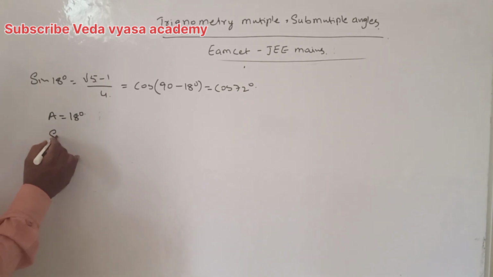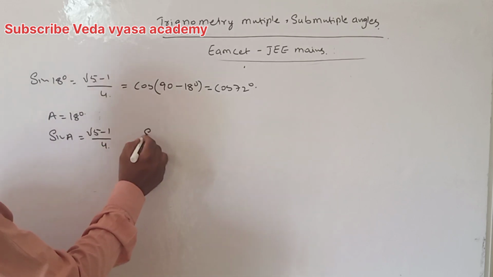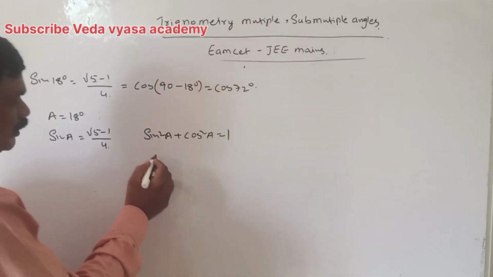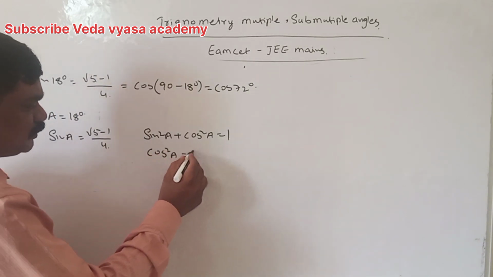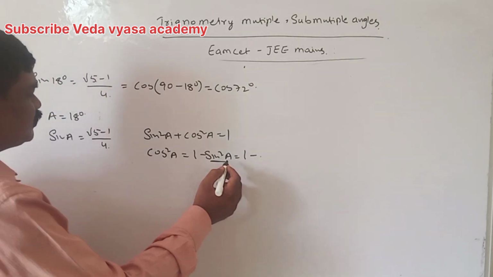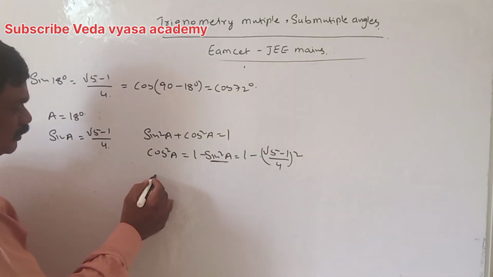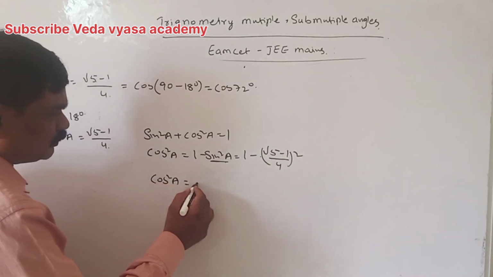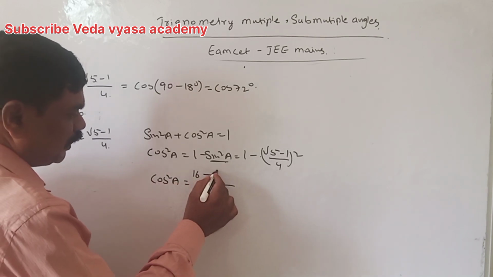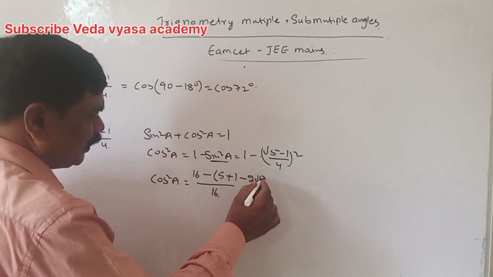Then a is equal to 18 degrees. Then sin a is equal to what? Root 5 minus 1 by 4. We know the formula sin square a plus cos square a is equal to 1. So cos square a is equal to 1 minus sin square a, 1 minus root 5 minus 1 by 4 whole square. Cos square a is equal to, LCM 16, here 16 minus of 5 plus 1 minus 2 root 5.